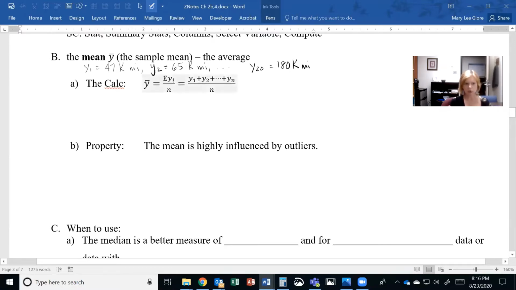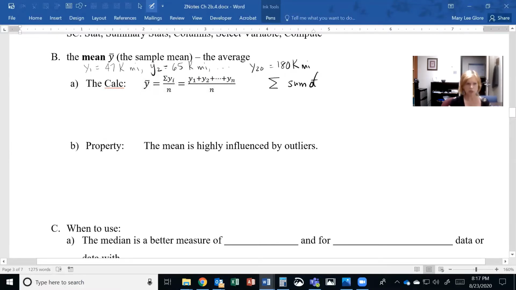This little symbol next to these yi's is a capital sigma, and sigma means the sum of. So I'm going to sum up all the y's and divide by n: y1 plus y2 all the way to yn, over n.